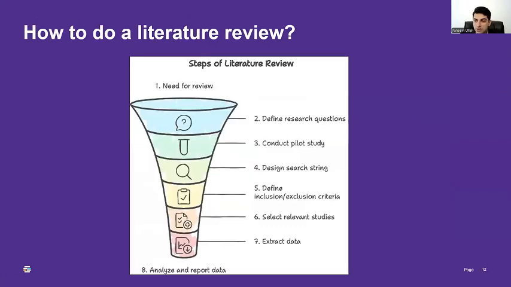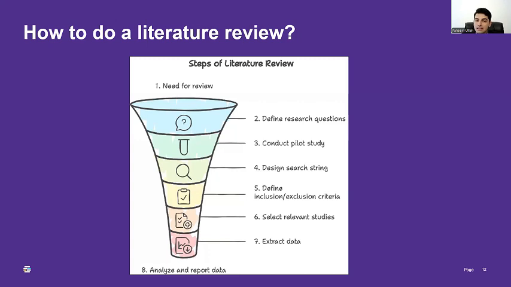Now, how do we do a literature review? So these are the steps, the basic steps. The first thing which I mentioned is the need for review. Do you really need to do a literature review? Is there a need for it? And if there is a need for it, what kind of a review do you need? This thing you need to really be sure about before you commit your 5 or 6 months into a literature review. The second point is defining research questions.